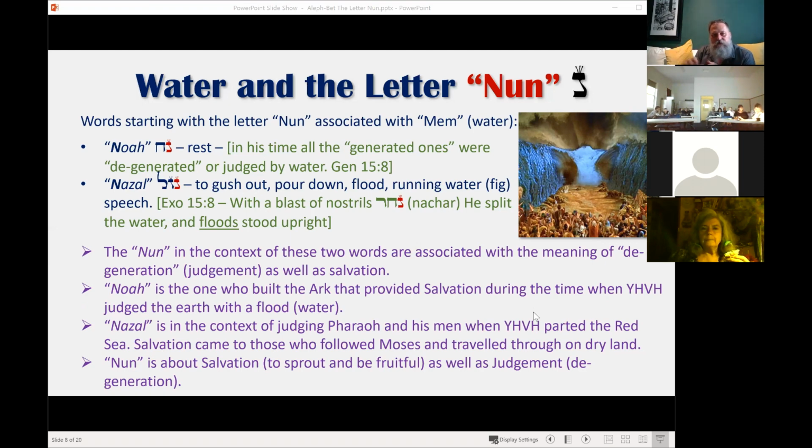And what's also interesting is that the word nostril, nachar, starts with the letter nun as well. So we see that nostrils is also linked to this. And yet again, it's in the context of water, judgment, and salvation. But in this case, it's judging Pharaoh and his army and Israel that's been saved during the time of deliverance, which started with a Passover.